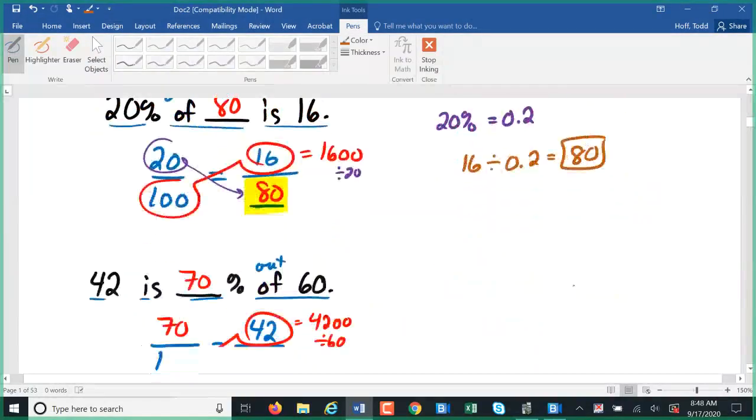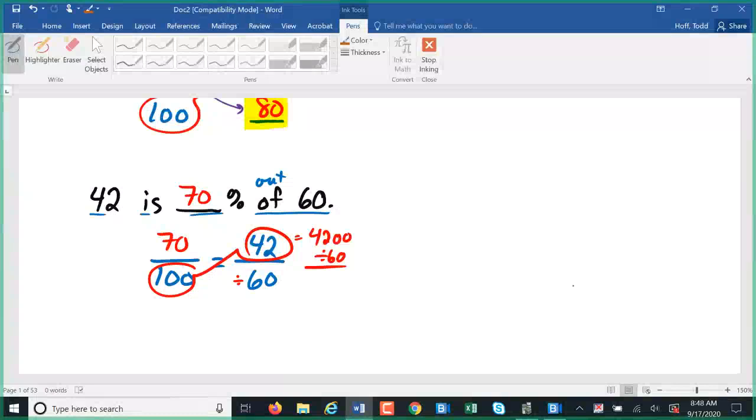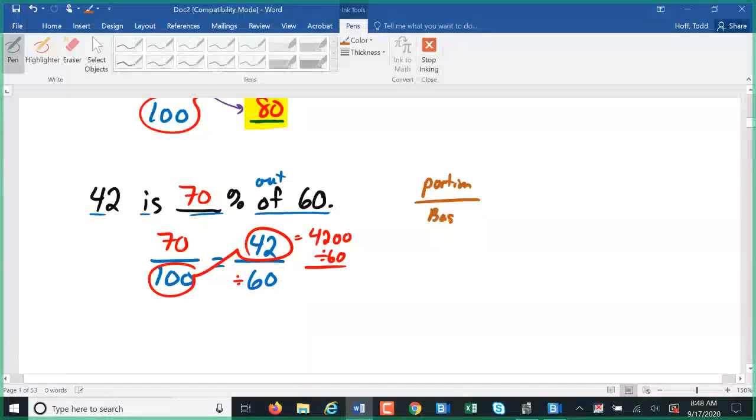And there's a third type of problem yet, like this next one, where we're not given the percent, so we can't convert it to a rate. Here we have to find the rate by doing the portion divided by the base. So 42 divided by 60 gives us 0.7. And then that gets converted from a rate back into a percent of 70%.